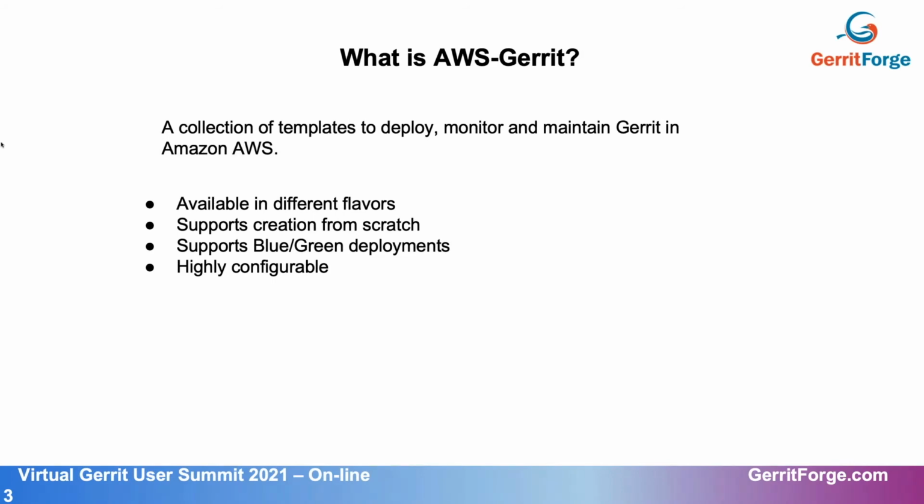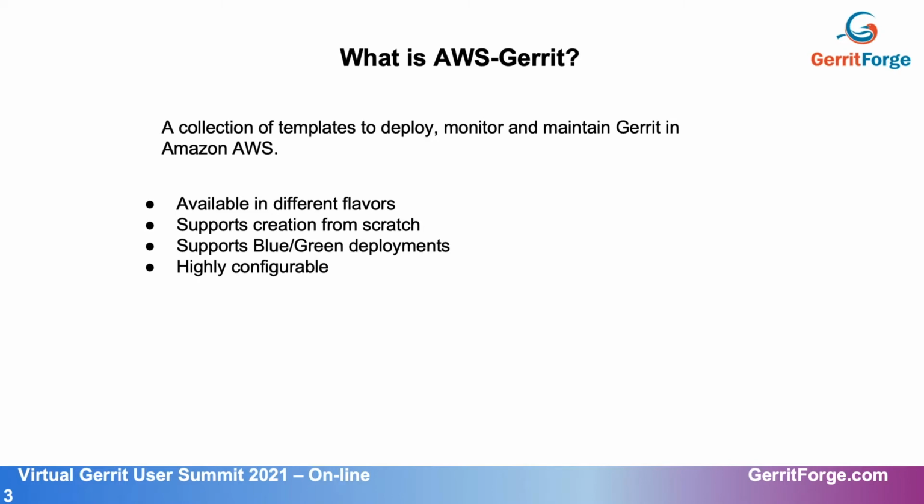So what is AWS-Gerrit? AWS-Gerrit is a collection of templates that we use to deploy, monitor, and maintain Gerrit in AWS. We mainly use a CloudFormation template to do so. And CloudFormation is an AWS service which allows you to create a collection of related AWS resources and to provision them to AWS in a predictable way.